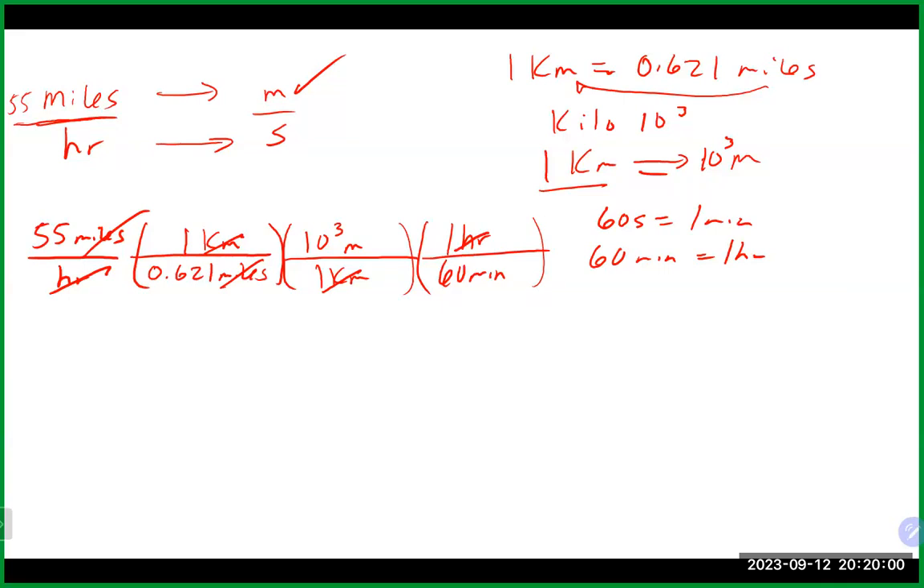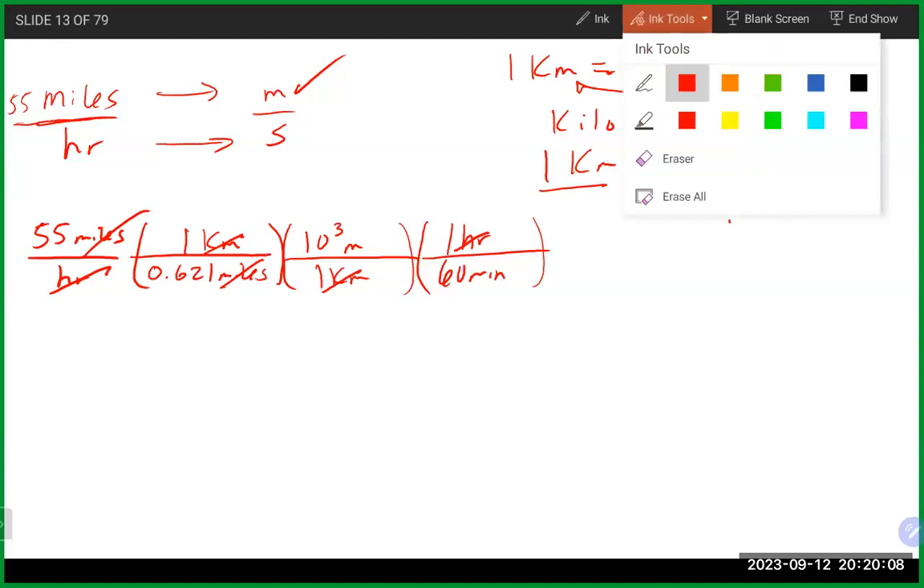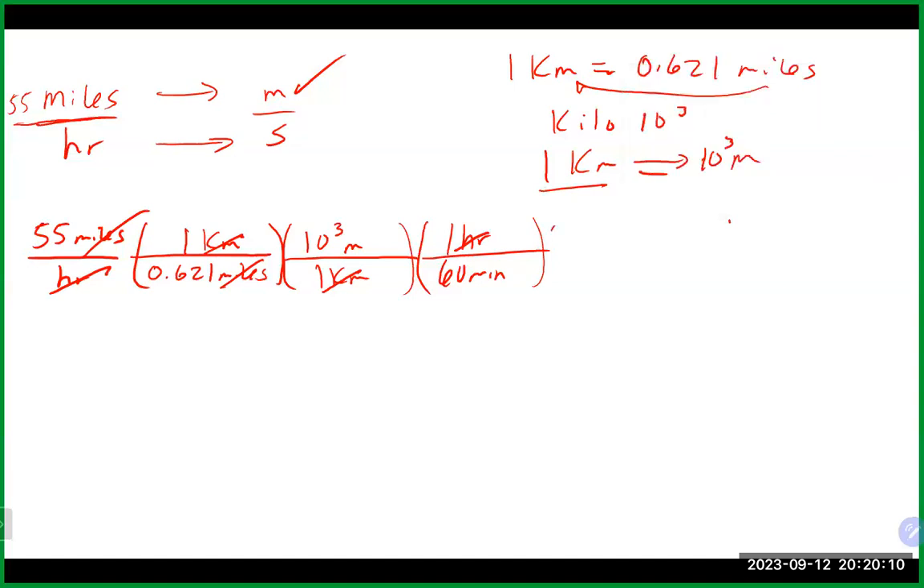I've got to go one more spot. We have minutes on the bottom, which means we want to get rid of it. So once again, up on top goes minutes, and 1 minute is 60 seconds. Minutes will cancel. The units I'm left with now are meters up on top, seconds on the bottom, which is what I'm looking for.